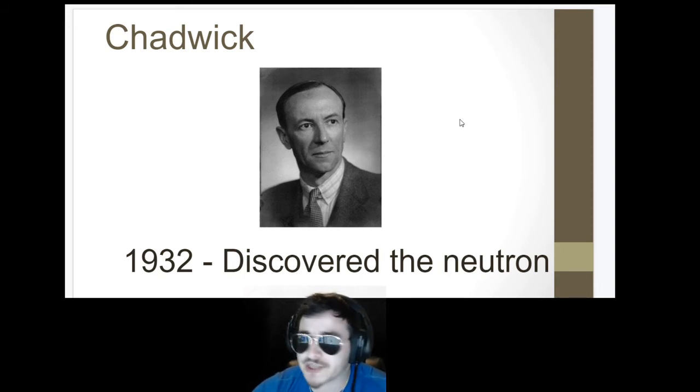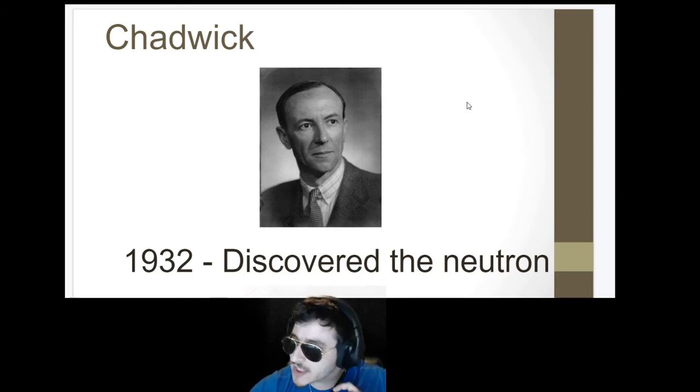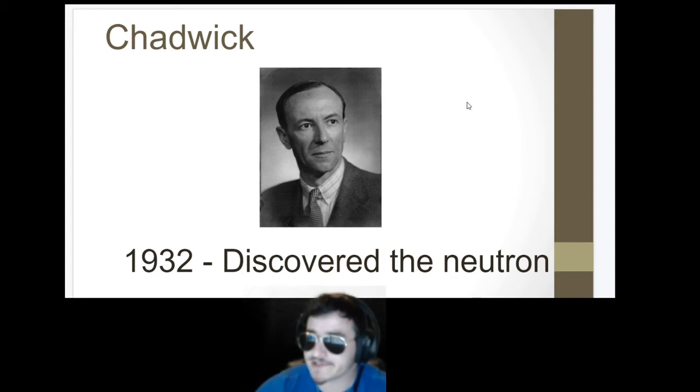In 1932, James Chadwick discovers the neutron. We're not even asking you to know how he did it. We're simply asking you to understand that Chadwick discovered the neutron. And the way that I always remember it, Jimmy Chadwick, Jimmy Neutron. Okay? He discovered the neutron.